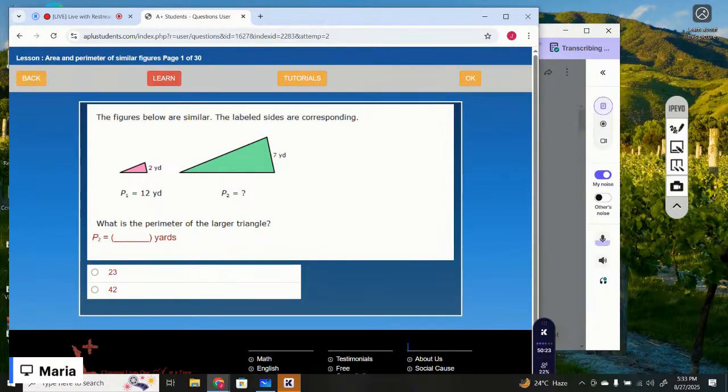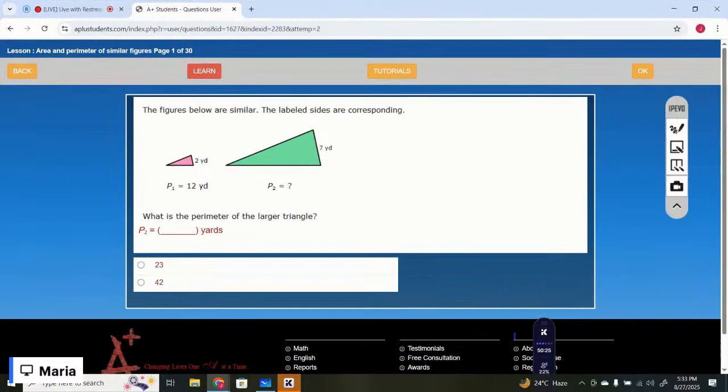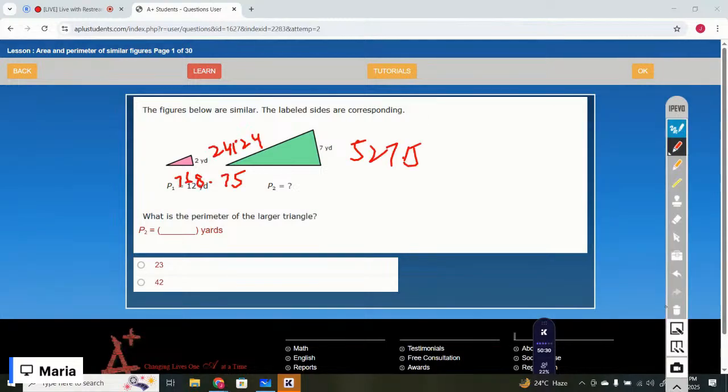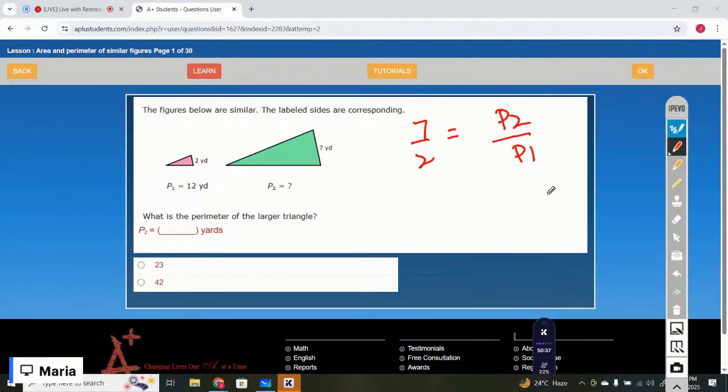The figures below are similar. The labeled sides are corresponding. What is the perimeter? So we have to form the ratio between their corresponding sides, that is 7 over 2. Then we need to equate it with the ratio of their perimeters. So P2 equals 7 over 2 times P1, that is 12. 2 times 6 is 12, so 7 times 6 is 42. So the perimeter of figure 2 is 42.